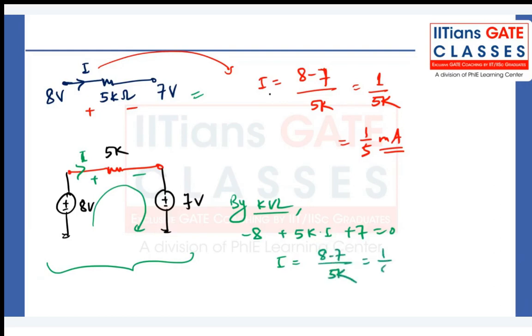So how many steps are there? You see, we can avoid these steps, whatever steps we have written. In the GATE examination, if you are good at making observations, you can write the answer directly. So this is by inspection, and this is by writing out the steps.